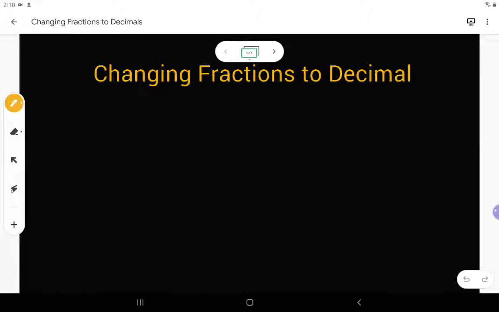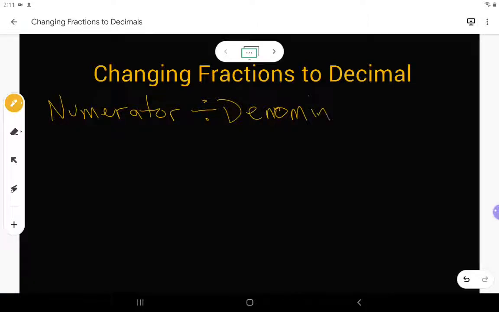So really, to change any fraction to a decimal, I'm just going to take the numerator, which is the top number in the fraction, and I'm going to divide by the denominator, which is the bottom number in the fraction, okay? And that's just it. It's top divided by bottom. And that's really all I'm doing to change a fraction into a decimal.